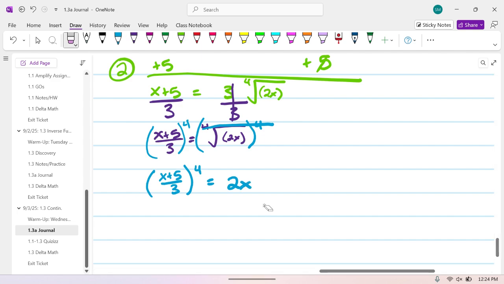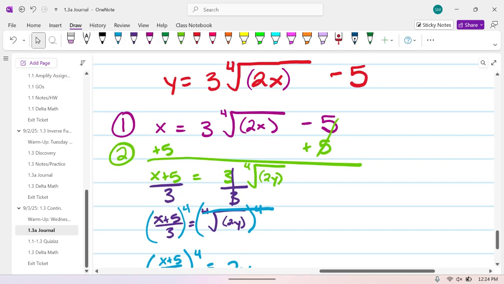Why did I put 2x? It's 2y. Guys, I put x here like 50 times. Why did you not catch me? Oh, please correct my mistakes. Miss Murphy gets into the groove of things, and then she doesn't realize until later that she's dumb. Okay? Please correct me.